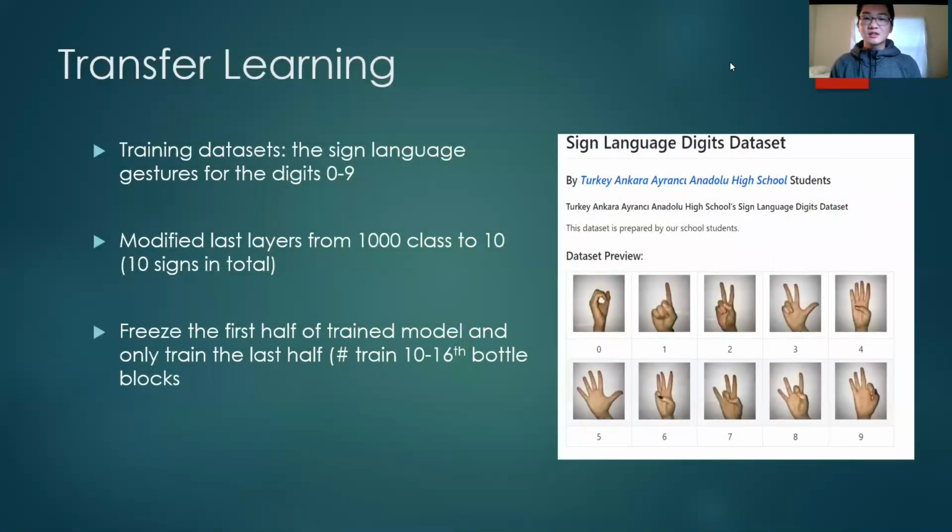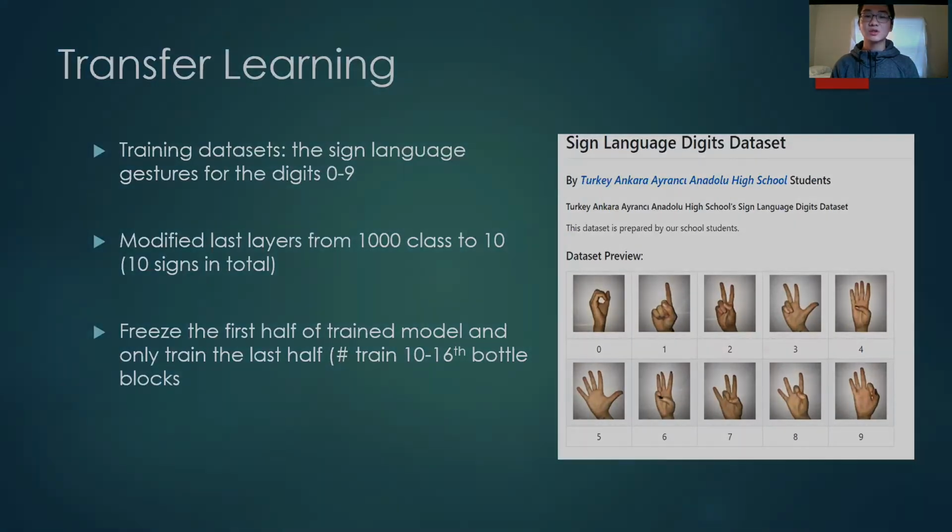After introducing the architecture of MobileNetSSDv2, we implement a demo to demonstrate our model by using transfer learning on a sign language digit dataset. Besides modifying the output layer from 1000 classes to 10 classes, we also freeze the first half of the model and only train the 10th to 16th bottleneck blocks, since the pre-trained model has already learned lots of edges and corners details in the first half of it. All we need to do is train the last half of the model to classify the image. It took us 20 minutes to train on GPU in order to get our desired result. You can see further details in our notebook.